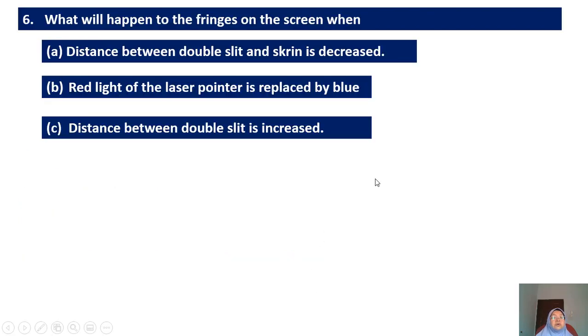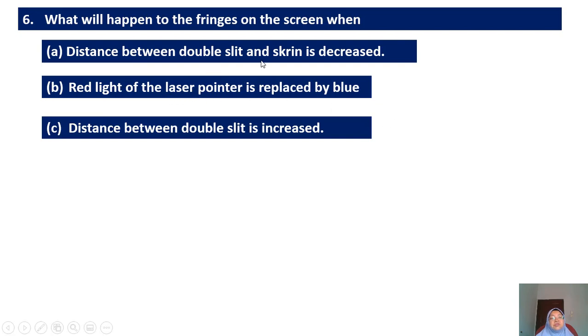Okay, so next question, what will happen to the fringes on the screen when the distance between the double slit and the screen is decreased? Remember the formula. So what happens to the fringes on the screen refers to x, right? What happens to x if the distance D between the double slit and the screen decreases? Then remember the formula, x equals lambda D over a, remember?